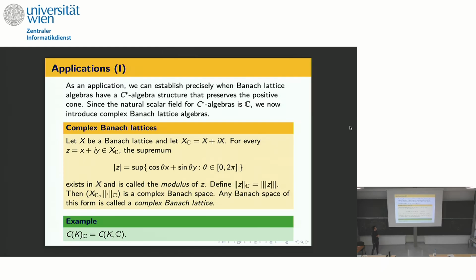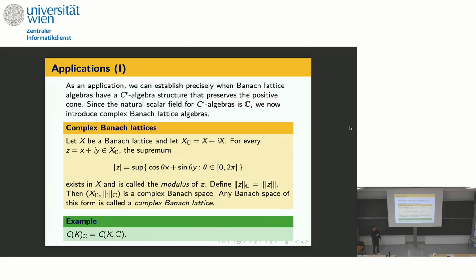Okay, so how do we complexify a Banach lattice? Well, we take its complexification as a Banach space, let's say, and define this supremum. We call this the modulus, and this exists. We define this new norm, let's say. Here, the norm without anything else is the old norm because this modulus of Z now lives in X. And this becomes a complex Banach lattice. The relation of this complex Banach lattice to the original: this is a complex Banach space.